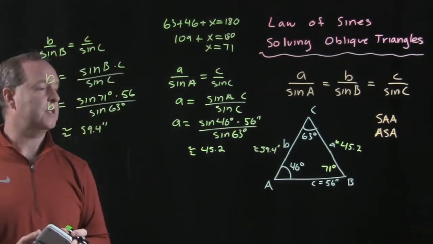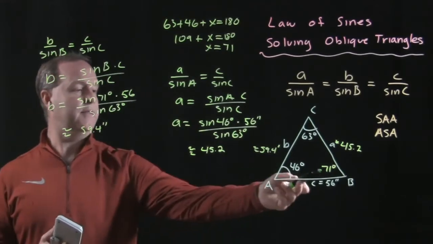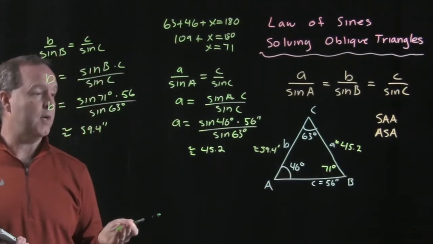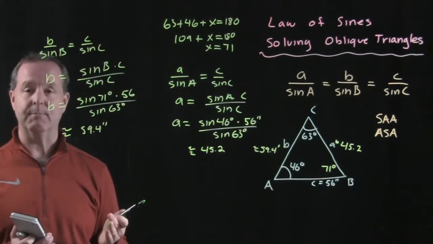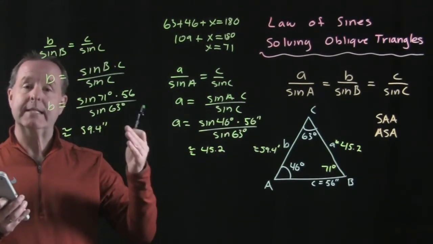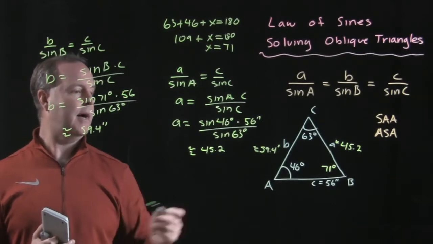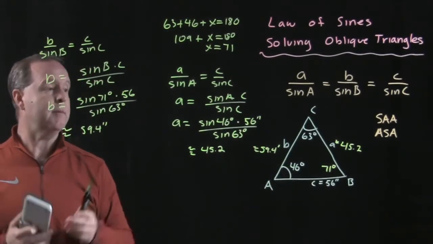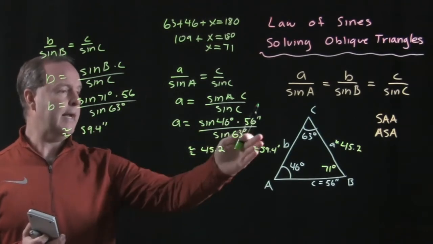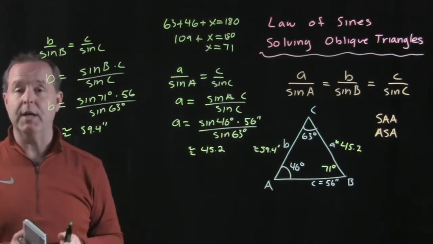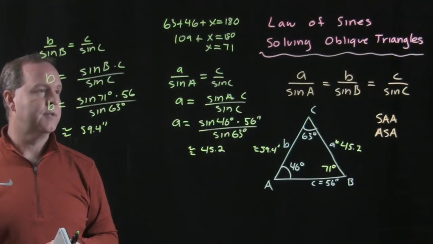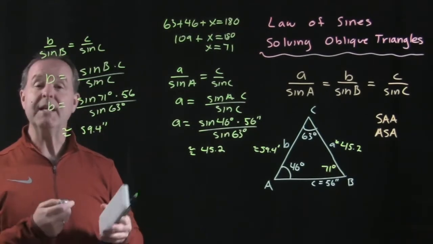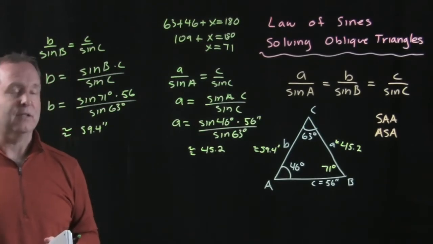And I'm going to see if that looks reasonable. Since 71 is my greatest angle, I would expect the side opposite that to be my greatest length. 46 is my smallest angle, so I would expect the side opposite that to be my smallest value. And I can see that all those things match up and appear to be reasonable. So we just solved our first non-right triangle, or an oblique triangle, by using the law of sines.